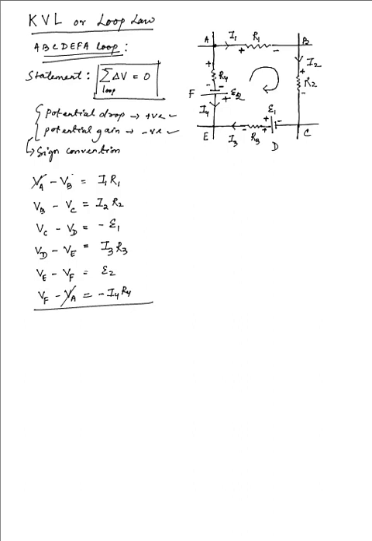Similarly, VB minus VB cancels out, minus VC and VC cancel out, so the VDs cancel out, the VEs cancel out, and finally the VFs cancel out as well. With everything cancelled out, all that we have left on the left hand side is a zero.